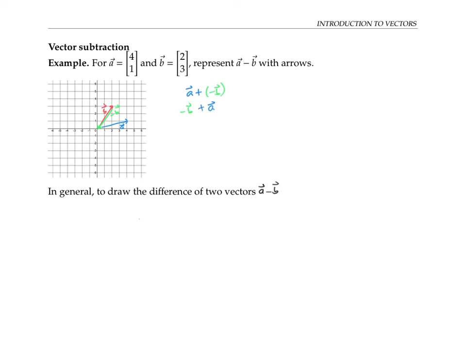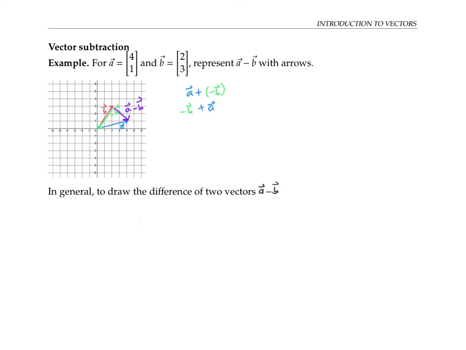Now, to do negative B plus A, I just have to put them tail to tip. Well, hey, they're already tail to tip. And then I draw the line from the tail of negative B to the tip of A. This line right here is my A minus B. One way to check this is to look at what happens if we add B plus A minus B. Well, geometrically, that means we get this vector right here, which is A, and that makes sense. B plus A minus B should equal A.